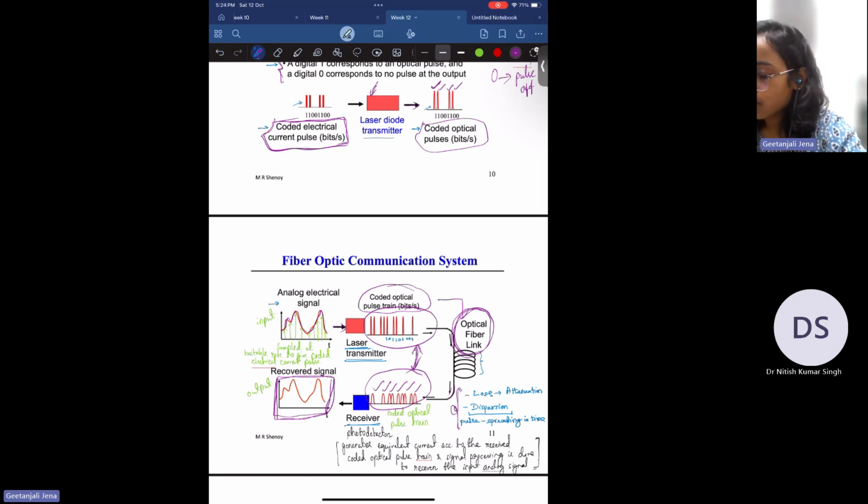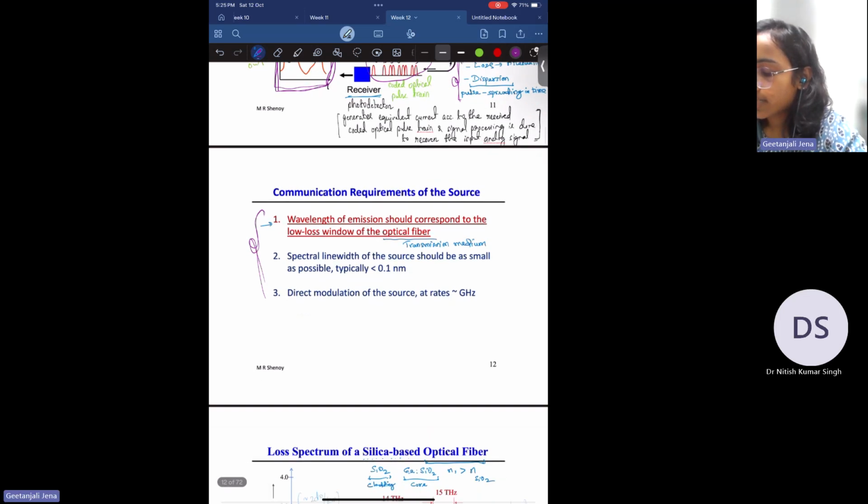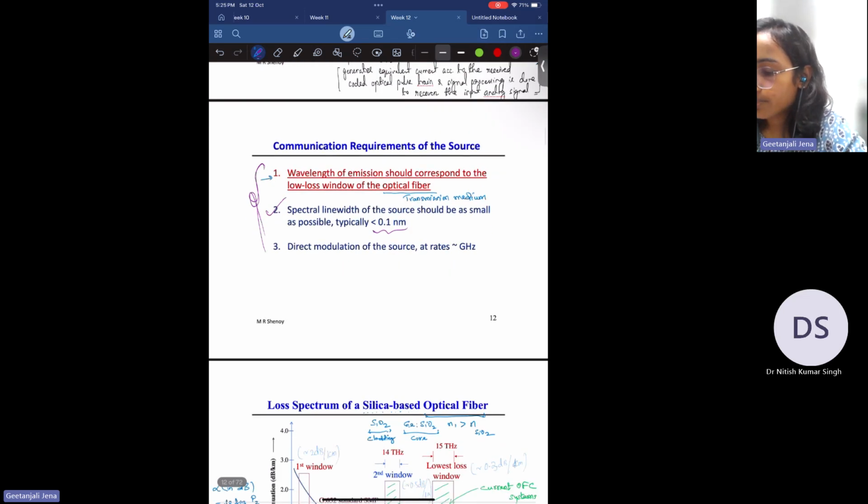Now we'll see how we can overcome these losses and dispersion that are happening in an optical fiber link. These are some of the requirements for the source. To minimize the loss in the optical fiber link, the emission wavelength of the source should correspond to the low loss window of the optical fiber. We'll see what the low loss window is. The second requirement is that the spectral line width of the source should be as small as possible, typically less than 0.1 nanometer, so that you can differentiate the pulses and there is no pulse overlapping at the output end. The third requirement is that the source should be directly modulated at a rate of gigahertz. These are the three main requirements of the source for optical communication.